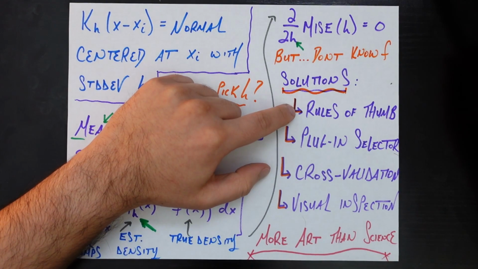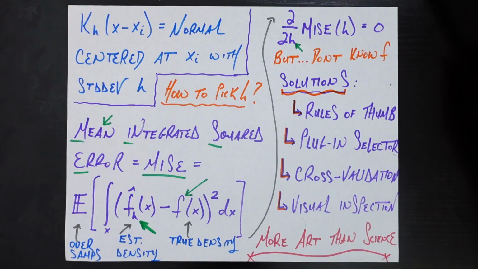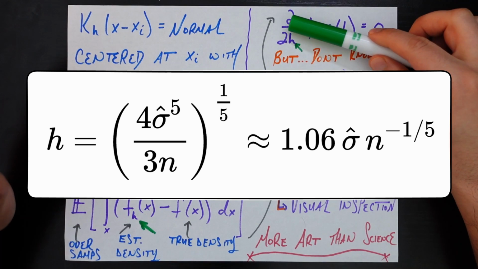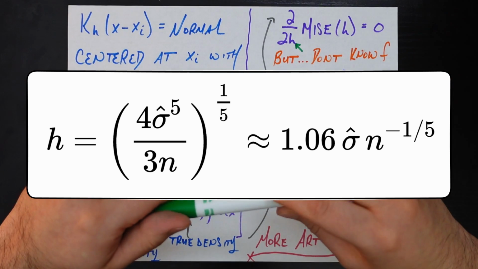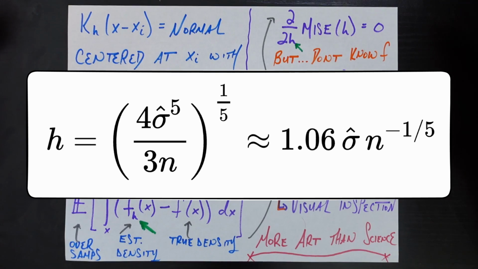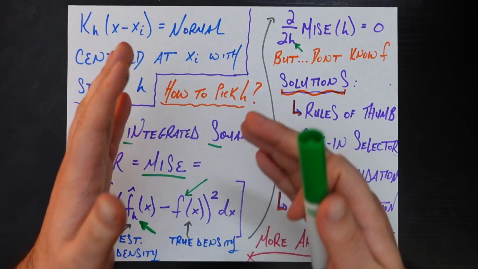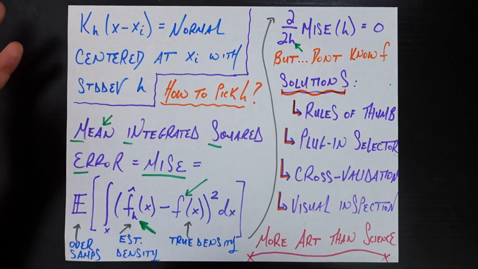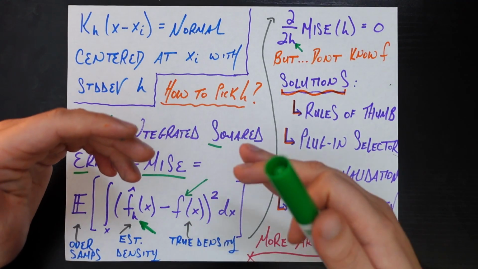One of the most popular ones is called rules of thumb. Rules of thumb are probably the easiest to implement because they're just some fixed formula that gives you the bandwidth h, which is usually a function of the standard deviation of the samples that you actually did collect. So its pro is that it's very easy. You can just plug in stuff about your data and get some estimate for h. The con is that it's very strict.